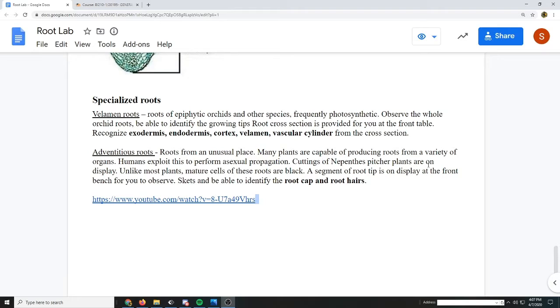This is from pitcher plants. They're a little bit unusual in that the roots are black, and they also keep the root hairs for a really long time. So they're a really good, easy example of root hairs. So make sure you can recognize root cap and, of course, root hairs.